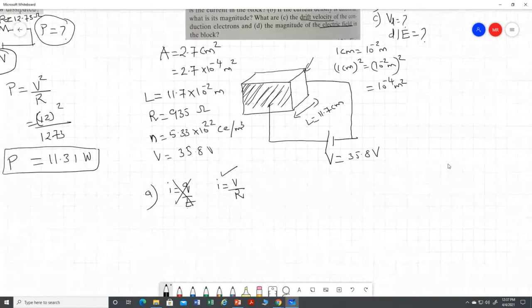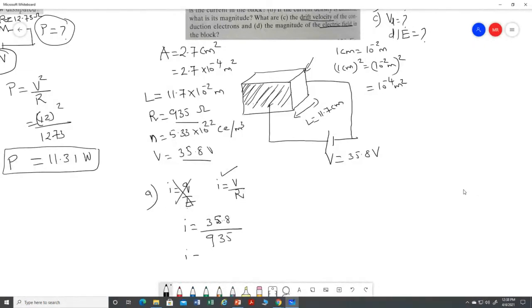Clear, Doctor. Substitute the values. We have the voltage, 35.8, and the resistance, 935 ohm. So I equals 35.8 divided by 935. Could you please tell me the answer? 0.038. What is the unit? Ampere. If you want to convert it into a power of ten, no problem. Whatever answer you got in your calculator, just write it as it is.